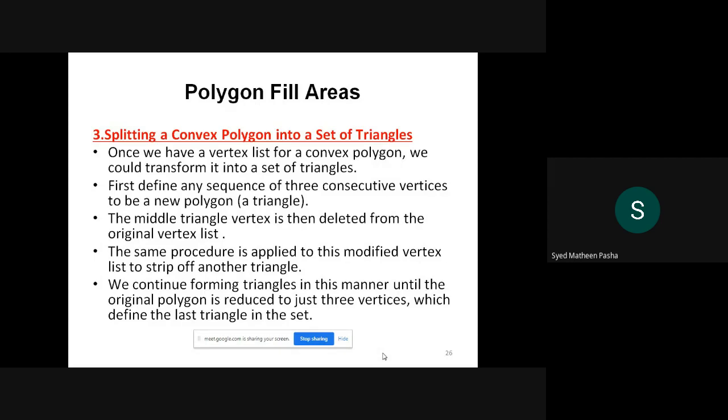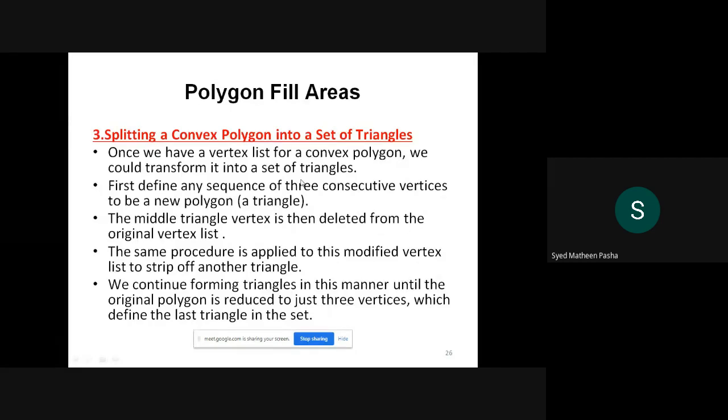Then the next method is splitting a concave polygon into a set of triangles. How is the splitting of concave polygons done here? Once we have a vertex list of the polygon, we could transform it into n number of triangles. Once we have calculated the vertices, that is Vk plus 1, Vk plus 2, and so on, if you have this list, you can actually transform those vertices into a set of triangles. How does this happen?